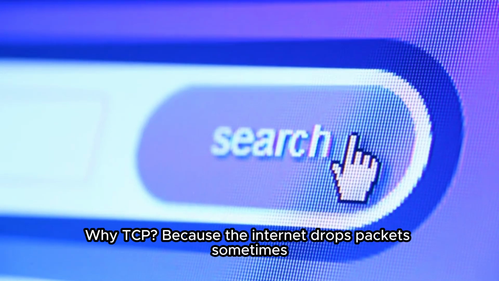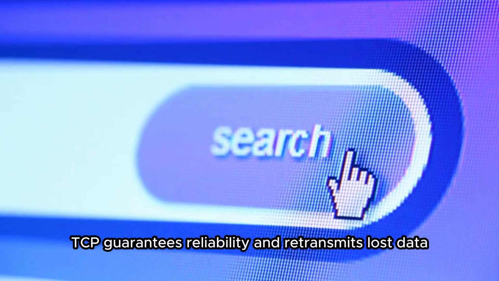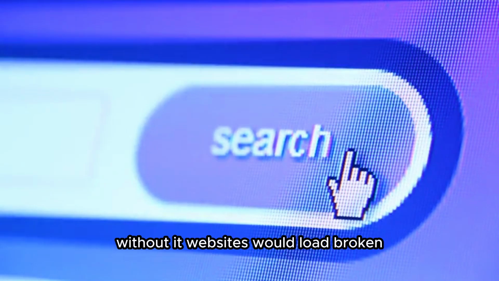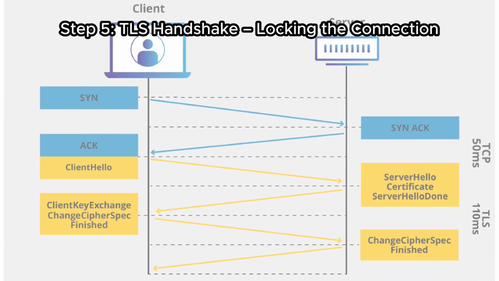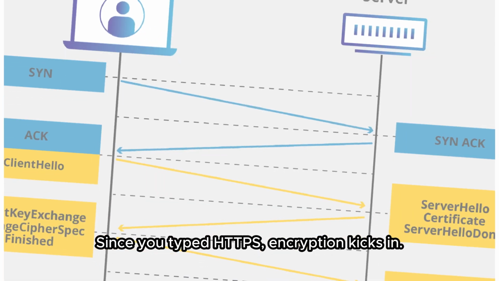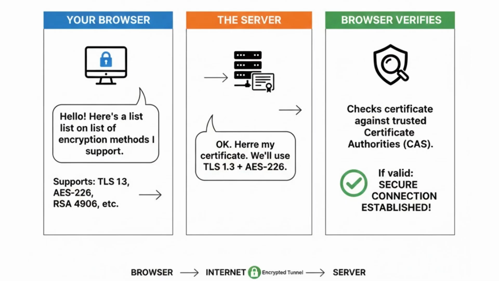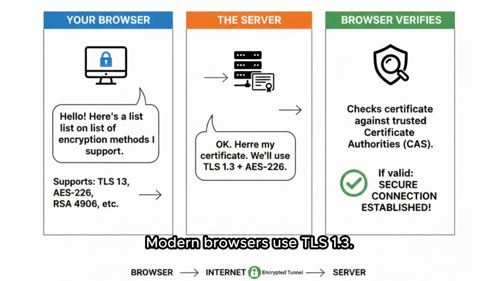Why TCP? Because the internet drops packets sometimes. TCP guarantees reliability and retransmits lost data. Without it, websites would load broken. Step 5. TLS handshake, locking the connection. Since you typed HTTPS, encryption kicks in. Modern browsers use TLS 1.3.